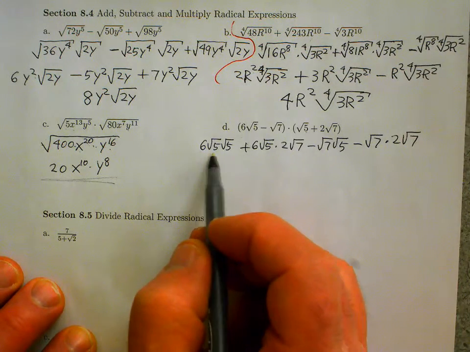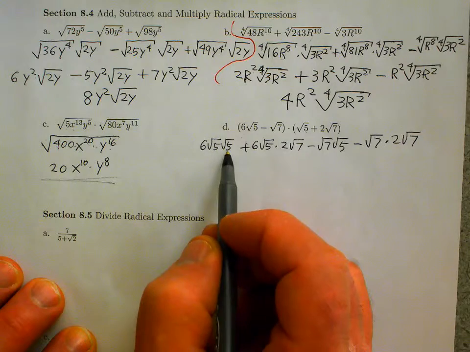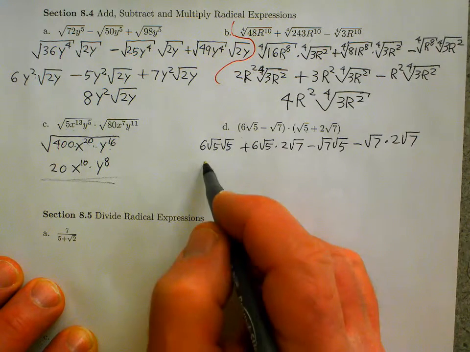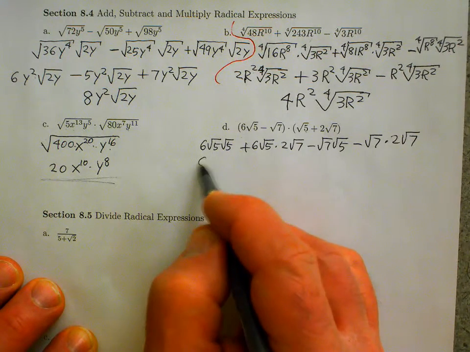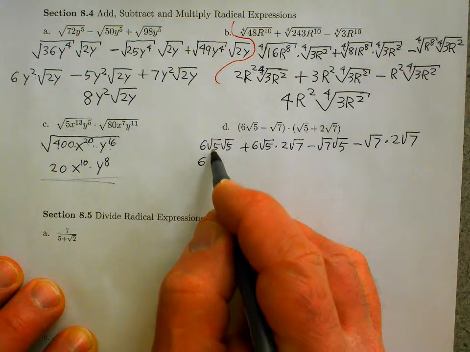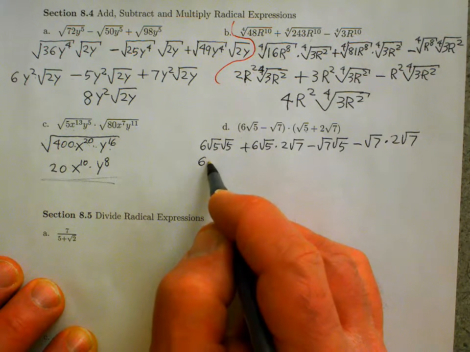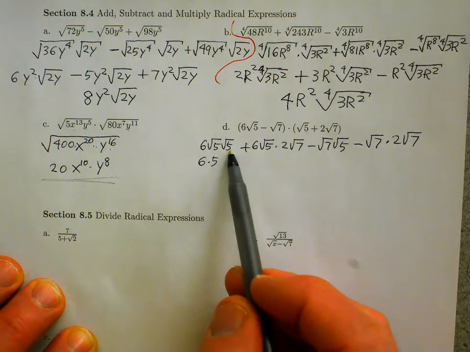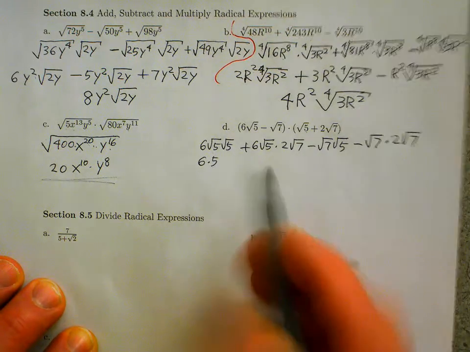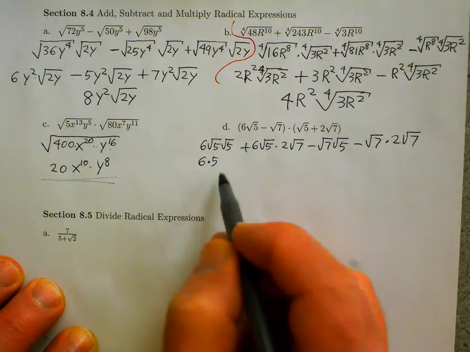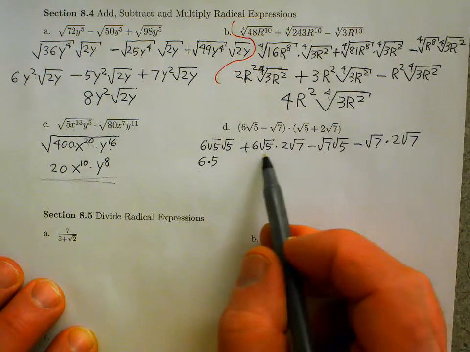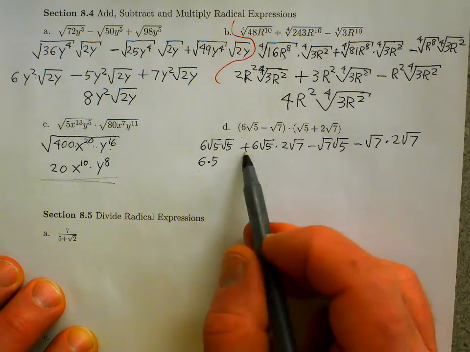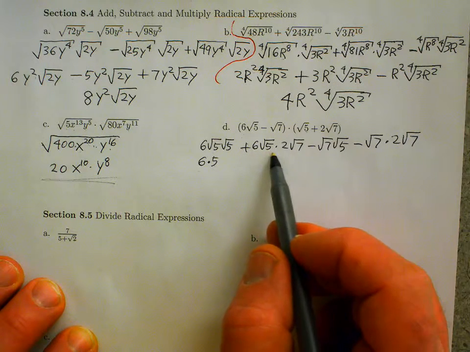Okay, 6 times the square root of 5 times the square root of 5 is 6 times the square root of 25, but the square root of 25 is 5. Or you can just remember that the square root of 5 times the square root of 5 is 5. So we have 6 times 5.